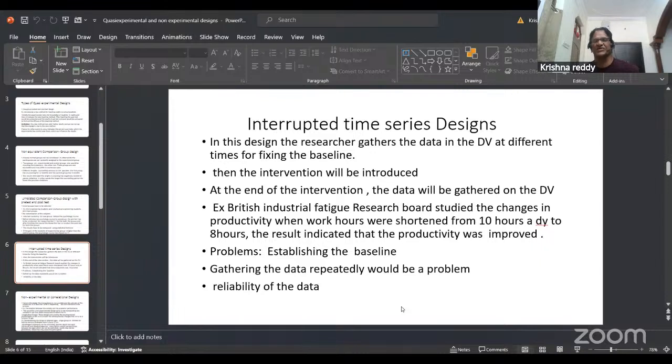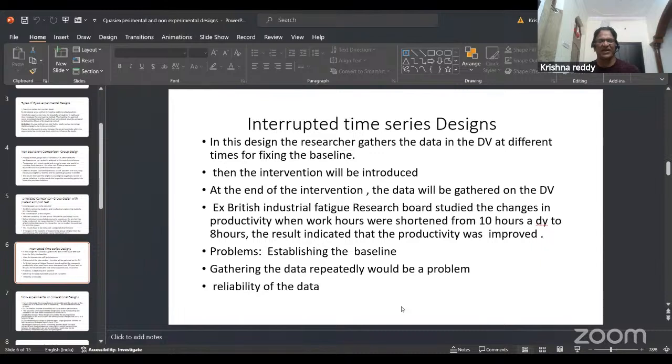A problem of this interrupted time series design is establishing the baseline. Is it possible to fix the baseline? That would be very, very difficult, because these people studied for nearly 17 months and came to the conclusion that this would be the productivity for every hour. That is the baseline for them. But it may not be that easy to fix the baseline; that is one of the problems. And gathering the data repeatedly, from one time series to another, would also be a problem and difficult.